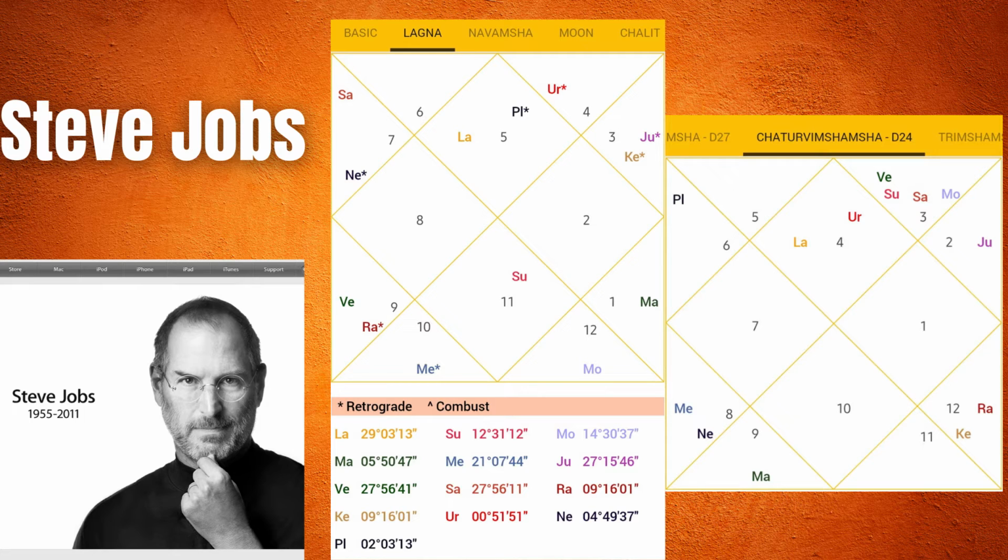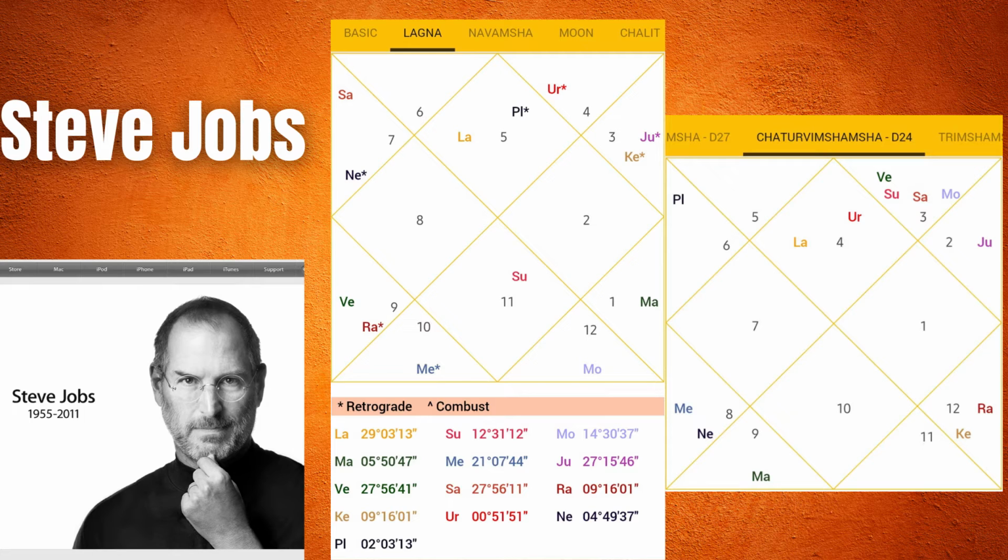So now, friends, if you look at his D-24 chart, whenever you have to study the correlation between the ascendant chart and the divisional chart, the first thing you have to see is the way the ascendant lord from the Lagna chart is correlating with the D-24 chart, or the divisional chart in consideration. So over here, friends, you will see that the ascendant lord from the Lagna, Sun, is placed in the 12th house in the D-24 chart.